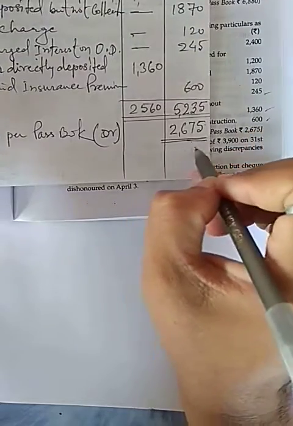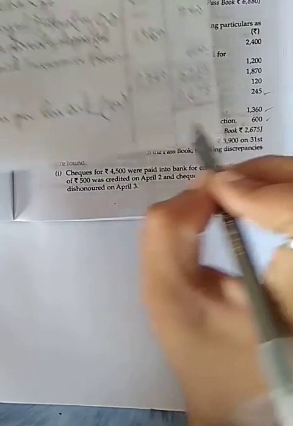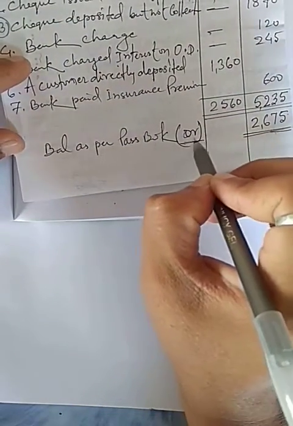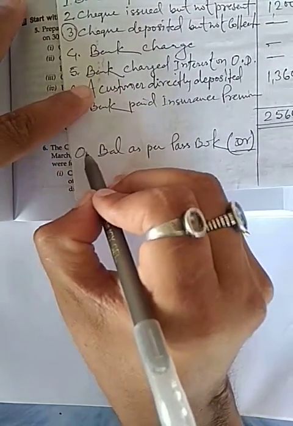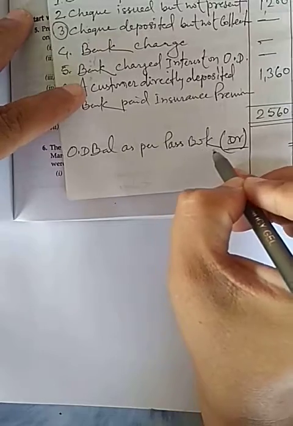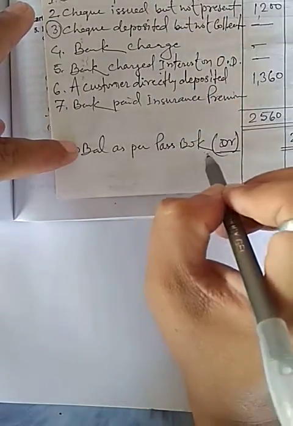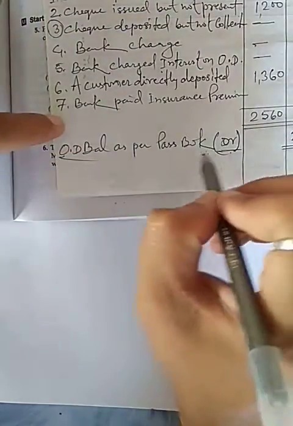So this is the answer, and you can see overdraft as per passbook, debit balance. So you can write overdraft balance as per passbook, or only balance as per passbook debit. Debit means overdraft balance.